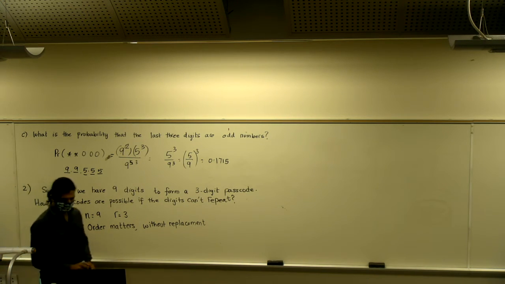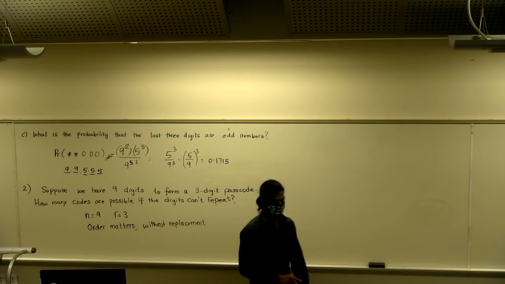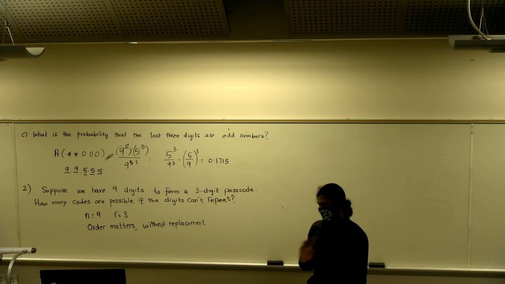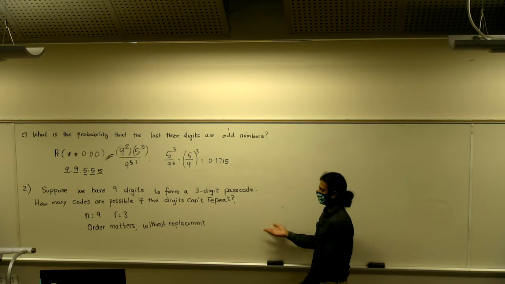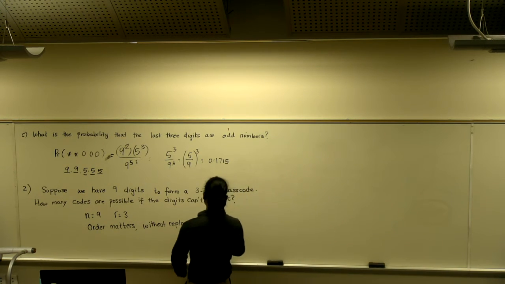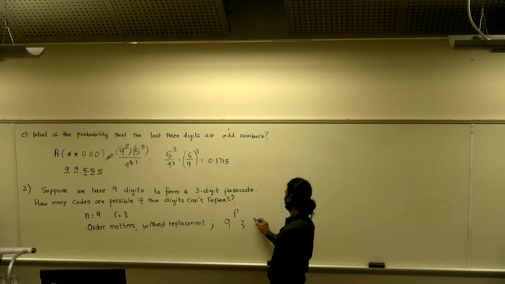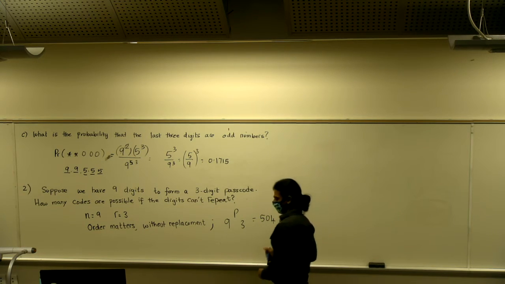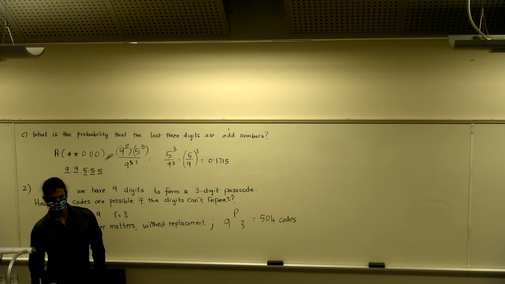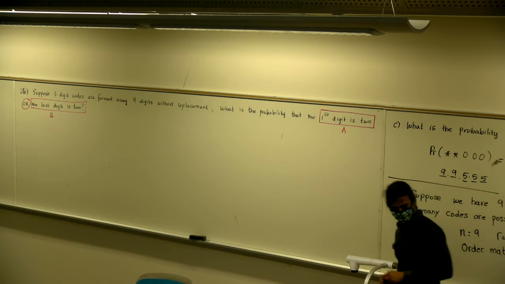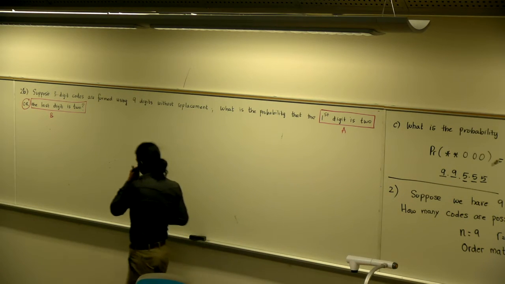So are we looking for a probability? No. What are we looking for? The total number of possible ways. So the total number of codes would be NPR, so 9P3. 504. 512. 504. Oh, I was like, what else did you give me? Okay.